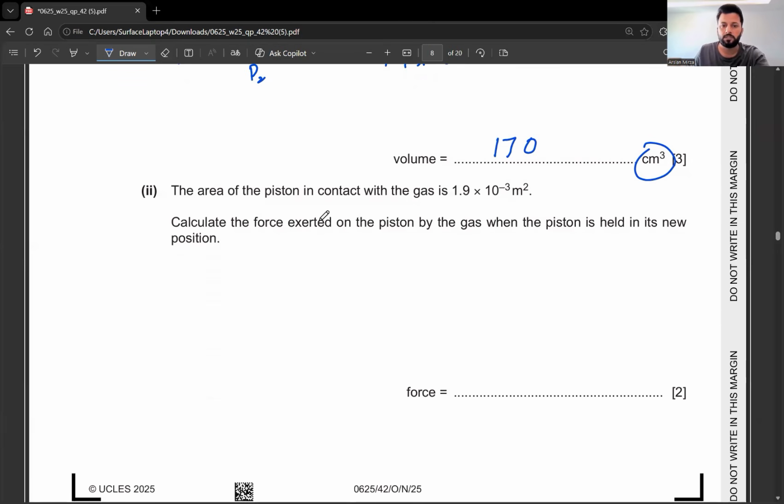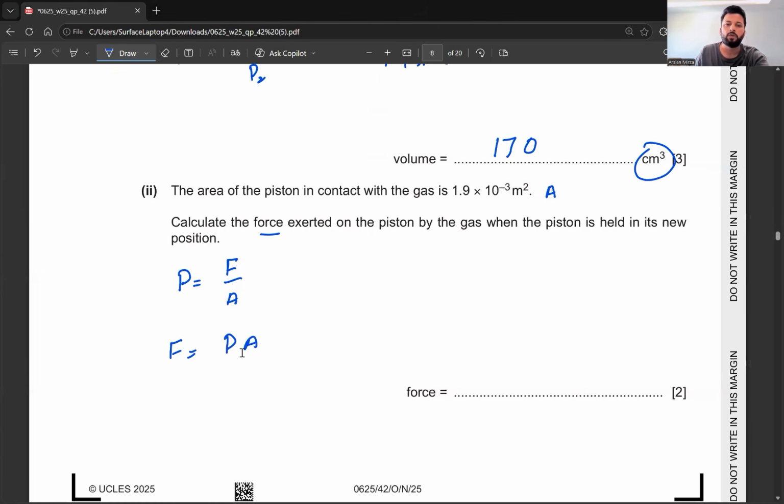The area of the piston in contact with the gas is 1.9 times 10 power minus 3 meters squared. So this is the area. Calculate the force exerted by the gas when the piston is held in the new position. So we have force, area, and pressure. P is equal to force over area. This is the definition of pressure. And we need to calculate force. Force is equal to pressure times area, PA.